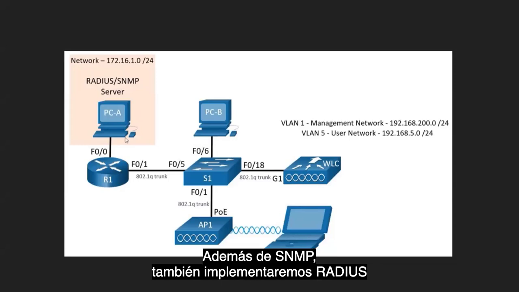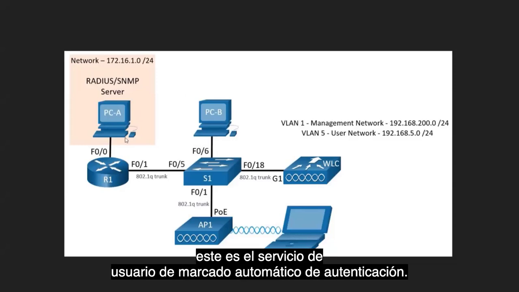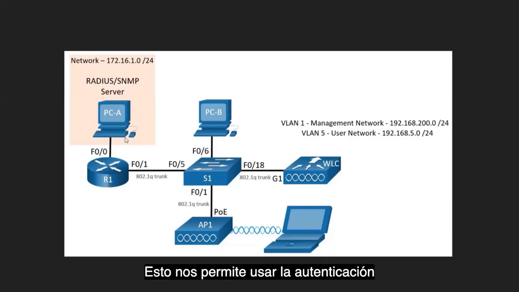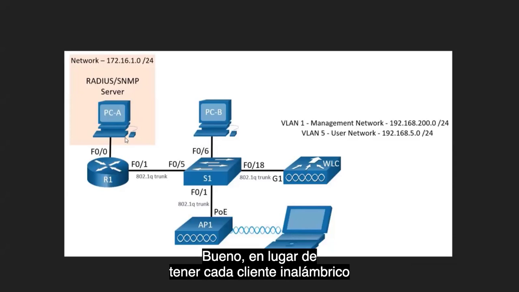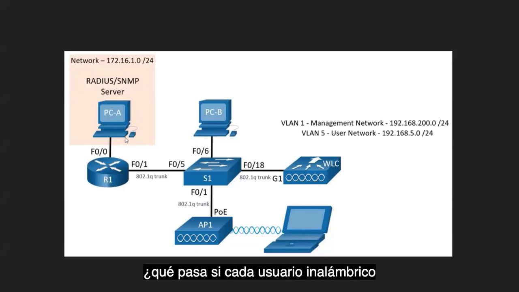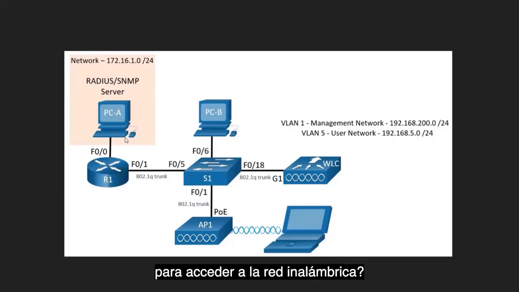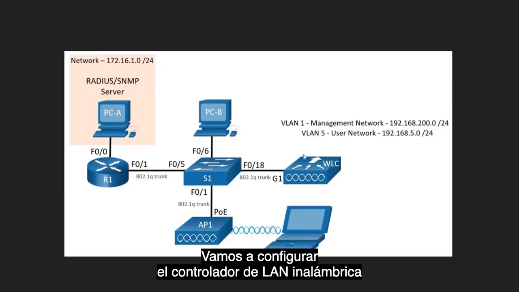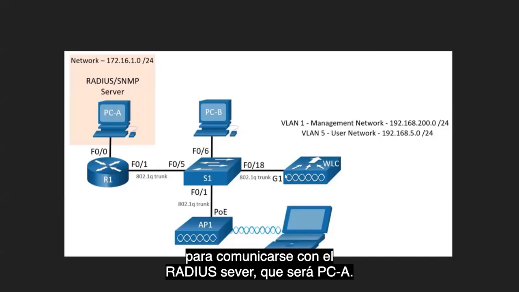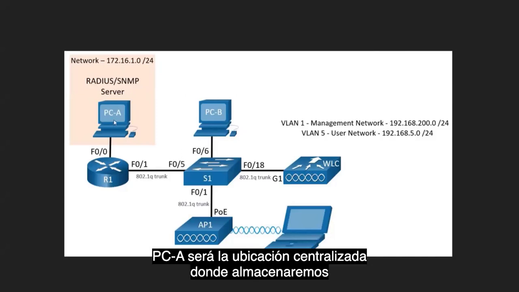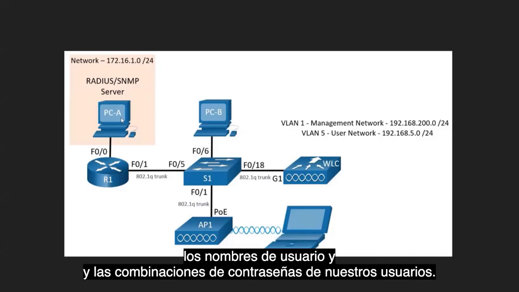Besides SNMP, we'll also be deploying Radius. That's Remote Authentication Dial-In User Service. This allows us to use authentication and to verify credentials. How is this going to work? Well, instead of having every wireless client sharing the same pre-shared key of Cisco123 as their wireless password, what if each wireless user had their own unique username password combo to gain access to the wireless? Well, they can. We're going to configure the wireless LAN controller to communicate with a Radius server, which will be PCA. PCA will be the centralized location that we will store our users' usernames and password combinations.